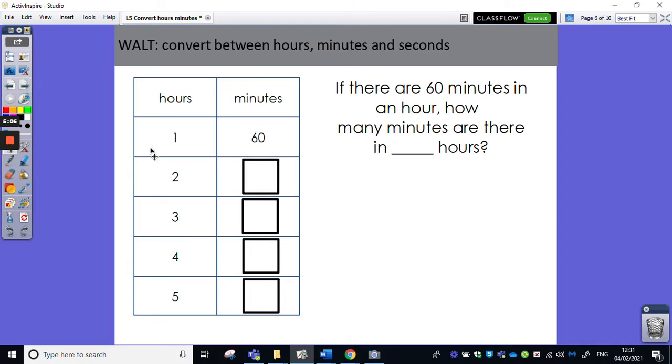Okay, so hours and minutes. So if there are 60 minutes in 1 hour, how many minutes would be in 2 hours? So there are 2 lots of 60, so 2 times 60 is 120. So how many minutes would there be in 3 hours?